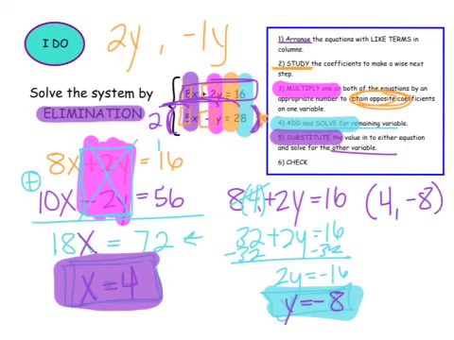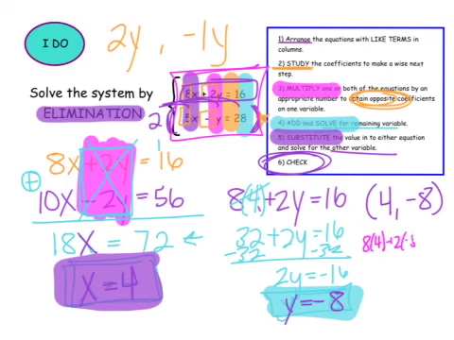Now, before we can write our final answer as an ordered pair, which we think is going to be 4, -8, but we're rather confident, we have to check our solution. So, take our original equations, plug in 4 and -8, and see if we did it correctly. 8 times 4 plus 2 times -8. We get 32 minus 16. Yes, it does equal 16.